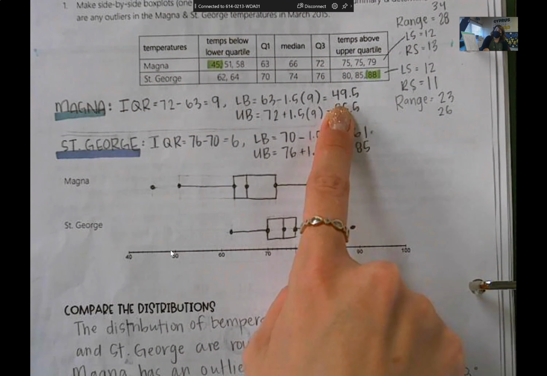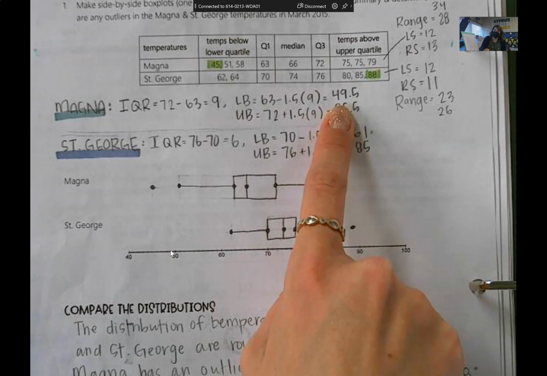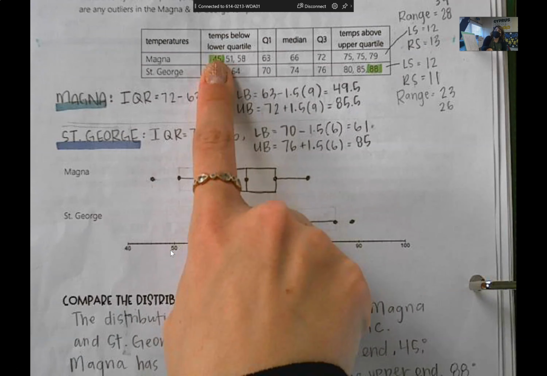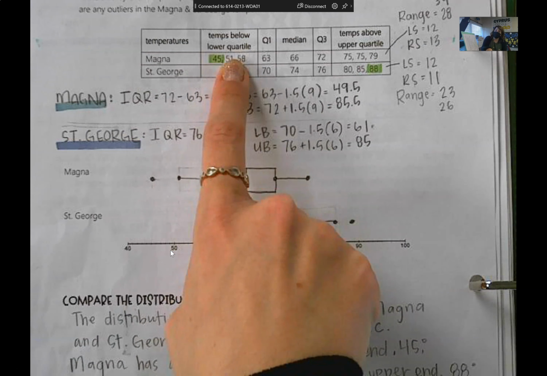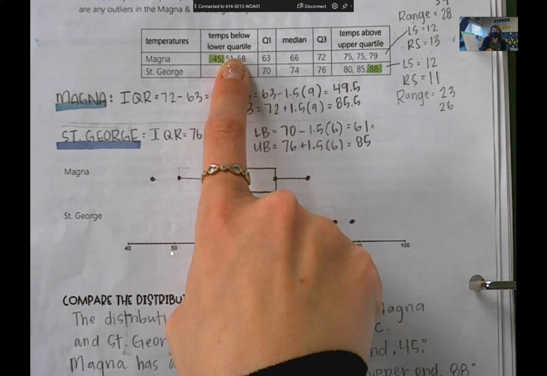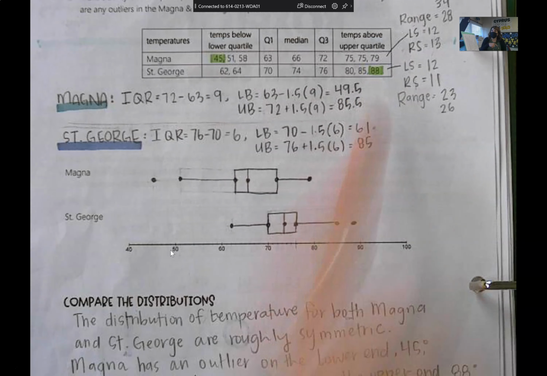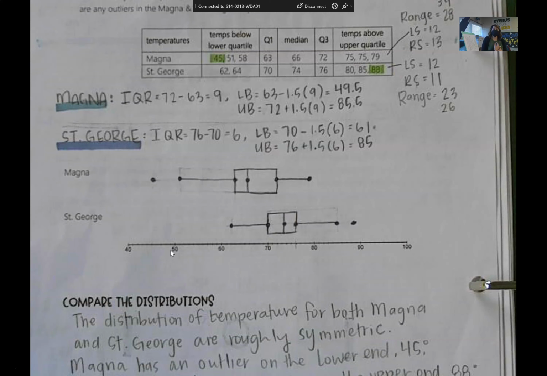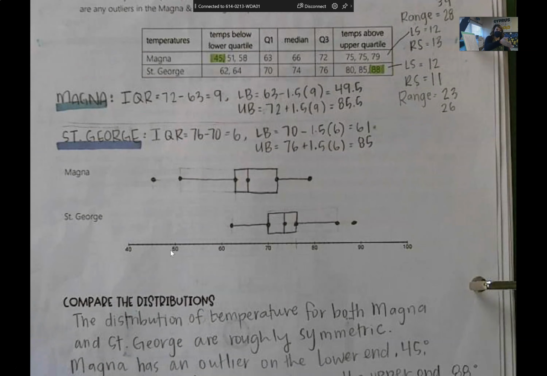George problem in the notes. So in the Magna St. George problem, you had an outlier on the lower end. So you make 45 the outlier, and then the next data value, 51, becomes your minimum. Same with the upper outlier. And they will never give you a problem where you don't know what the next value you should use is.